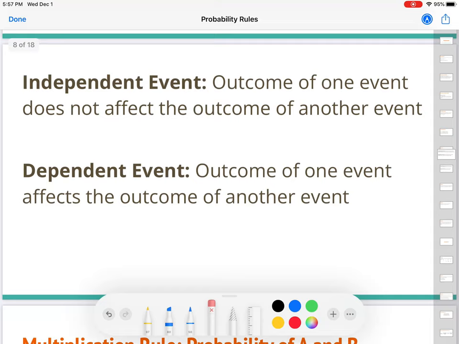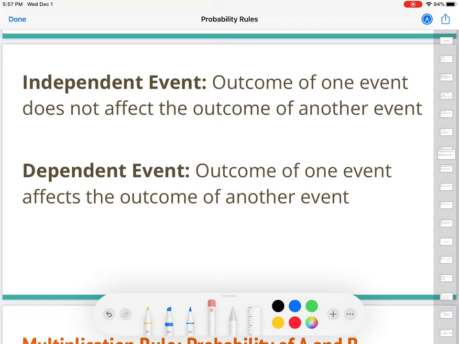Moving on, independent events: one does not affect the outcome of another. If you put our M&Ms back in the cup, you have the equal likelihood of getting every color because you haven't changed your sample. Dependent: if you took an M&M and ate it, and you ate all your red M&Ms first because that was your favorite, you have less likelihood of getting a red M&M. So dependent affects the outcome of another one.